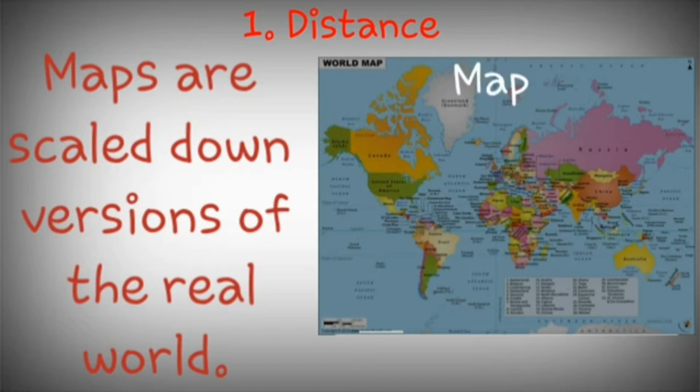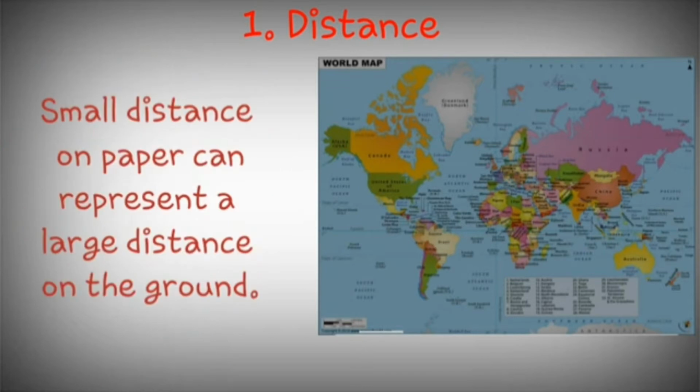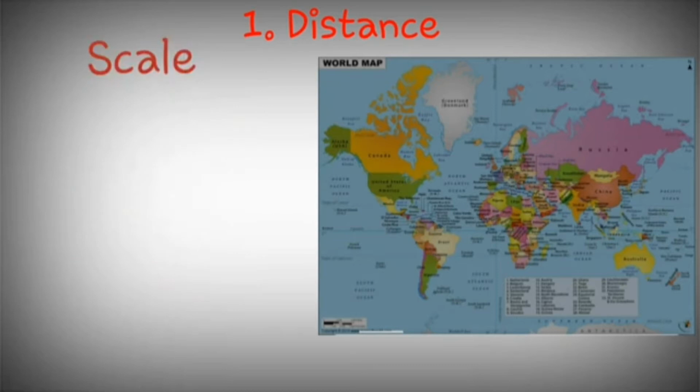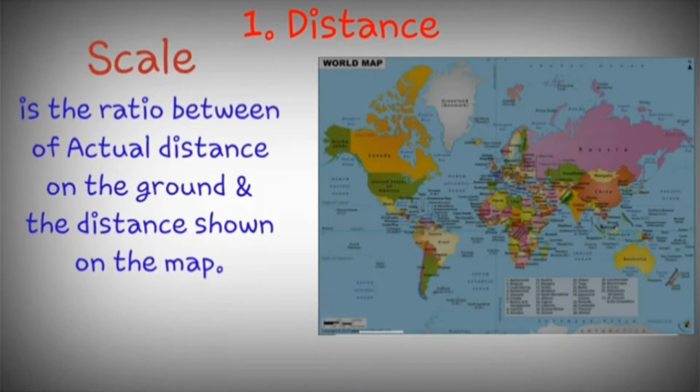But scaling down is done very carefully so as to keep the relative distances between the countries same as in real life. This can only be possible if small distance on paper can represent a large distance on the ground. Therefore, a scale is chosen for this purpose. Scale is the ratio between actual distance on the ground and the distance shown on the map.